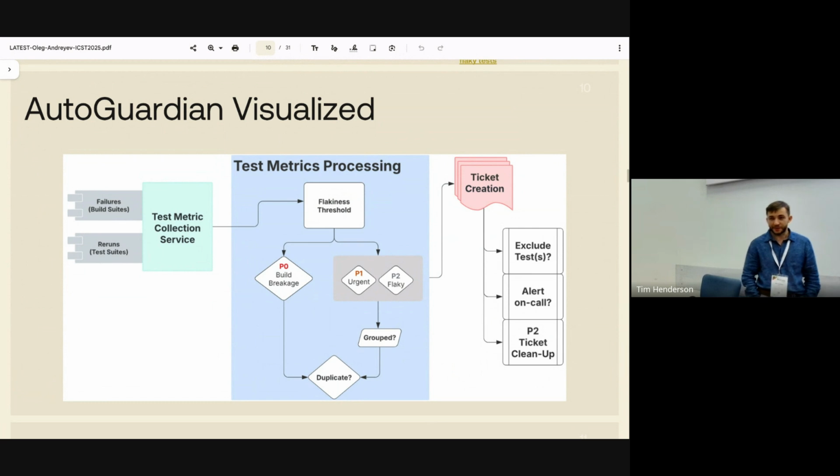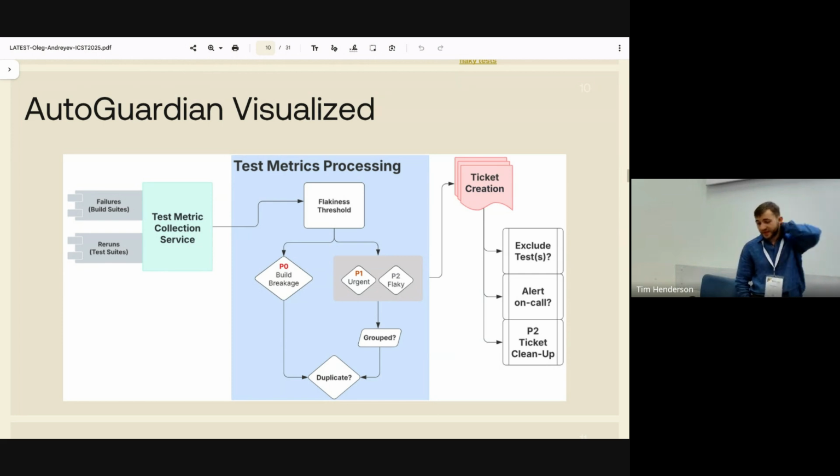So P0s are like build breakages. They're routed to our on-call team, the CI quality enablement team. The reason that's the case is because these are not generally actionable by the test owners. They don't know why. These are system-wide changes, library upgrades, intermittent infrastructure issues and so on. P1s and flaky tests are routed to test owners.